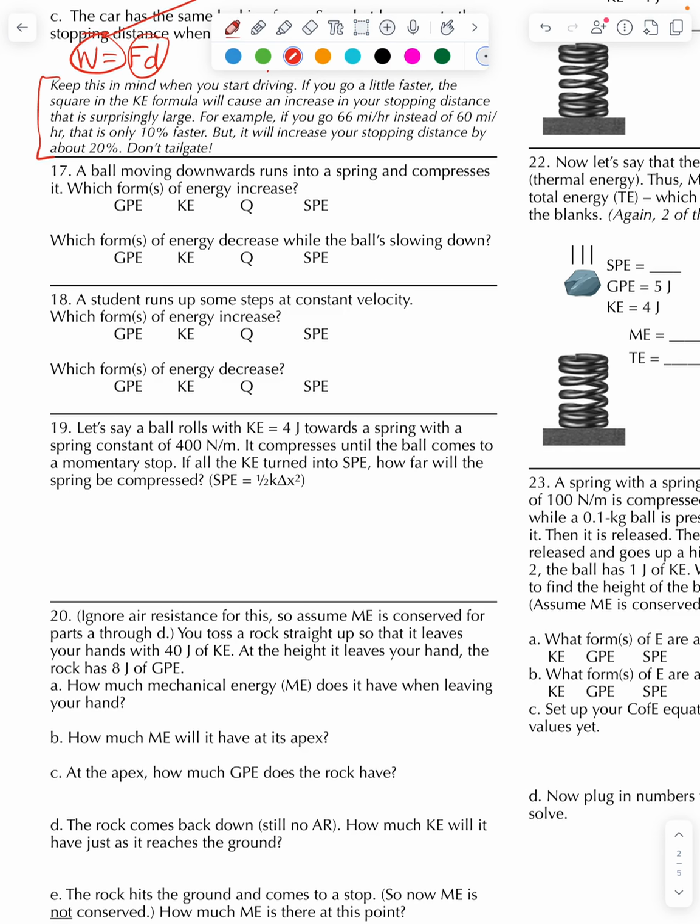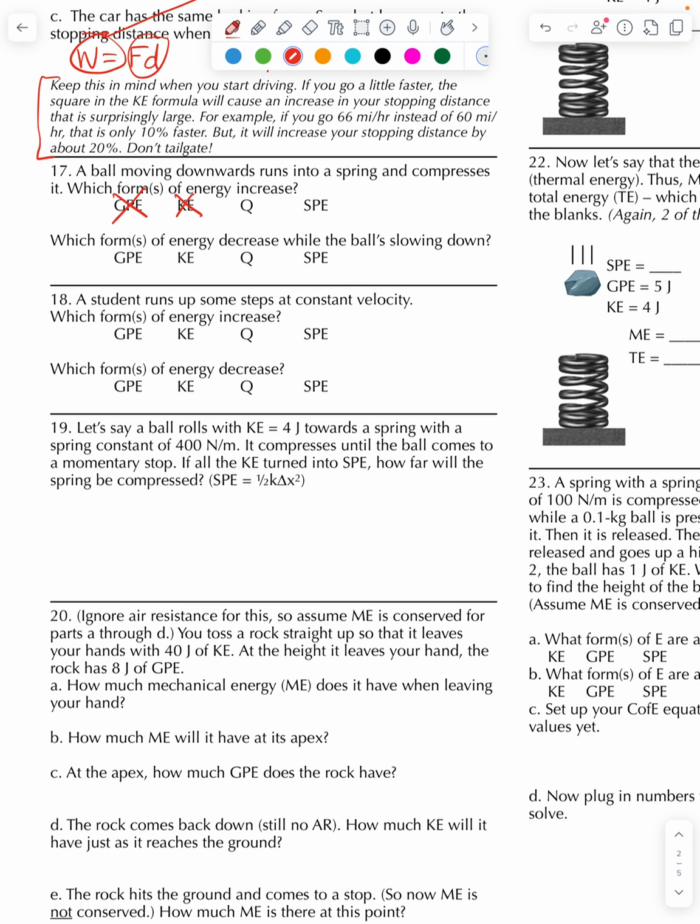A ball moving downwards runs into a spring and compresses the spring. Which forms of energy increase? Well, the ball is going down as it's compressing the spring. That's what I meant, it's still heading downwards, actively compressing the spring. So is GPE increasing? No, as we'll soon see, it's decreasing because it's still moving downwards. How about KE? Well, if it's running into the spring, what do you think is happening to its speed? It's probably slowing down. So that's going to be another one we're going to answer right below.